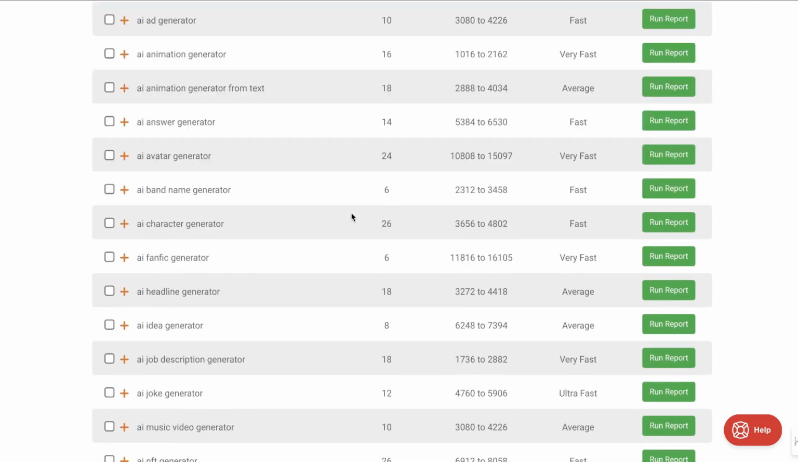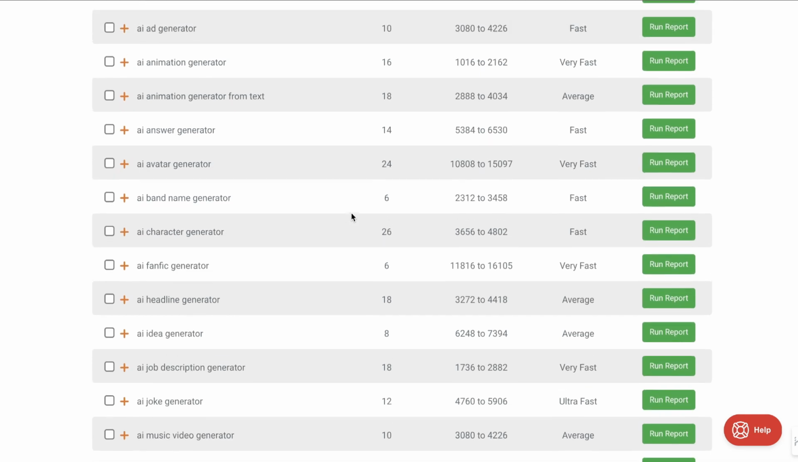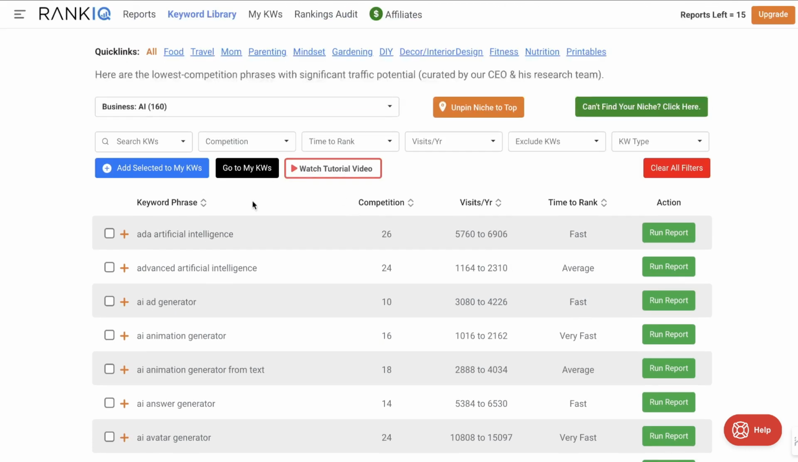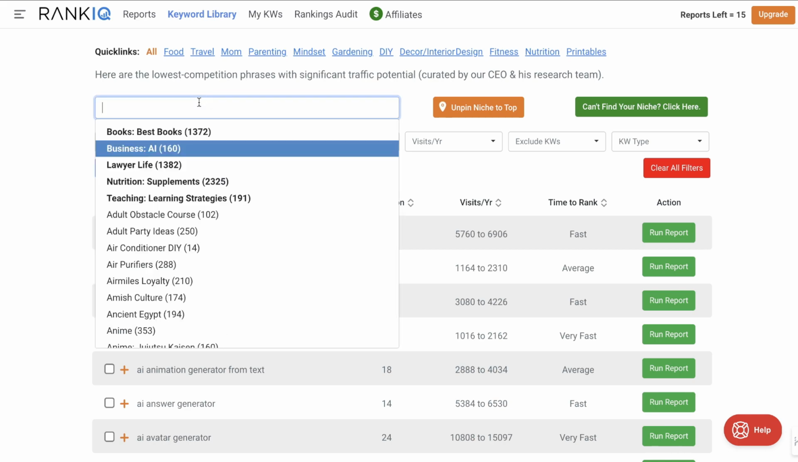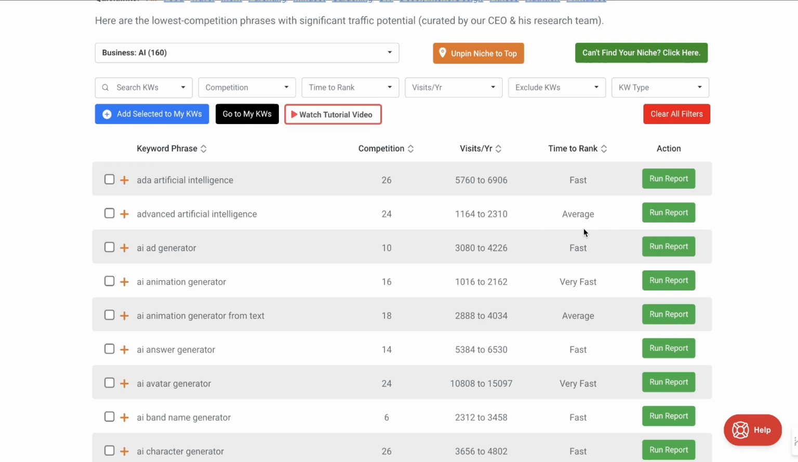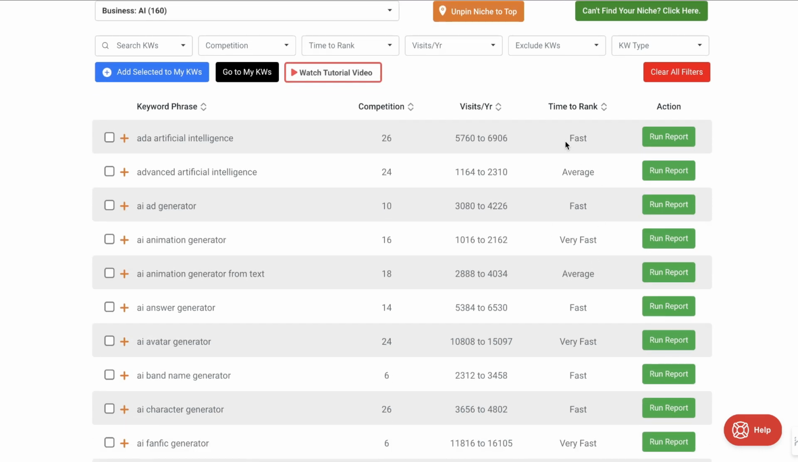And if you're unfamiliar with what Rank IQ is, essentially, this is a library of pre-selected high volume keywords that are easy to rank. So essentially, these keywords are already pre-selected by the Rank IQ team. So you can go ahead and find your keyword based upon your niche, and you can be pretty confident you can actually rank for that keyword. You just want to find a keyword that has a fast or very fast time to rank and has a pretty decent visits per year and has a low competition.